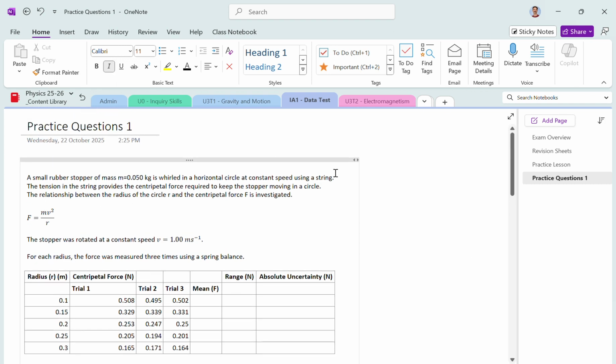All right, I'm going to go through and do the questions on the OneNote under the practice questions one page. I'll try and do this fairly quickly.